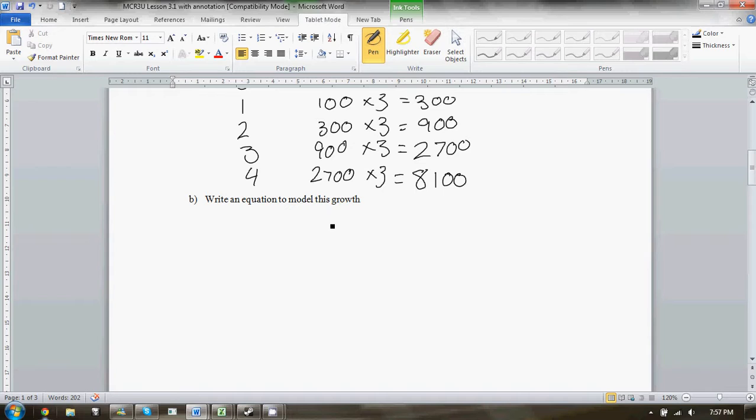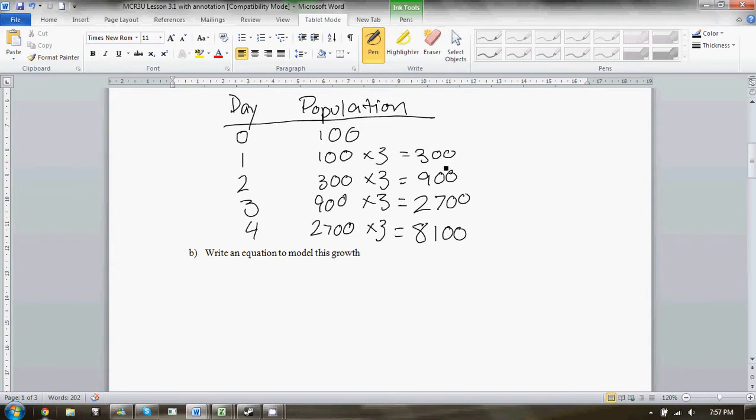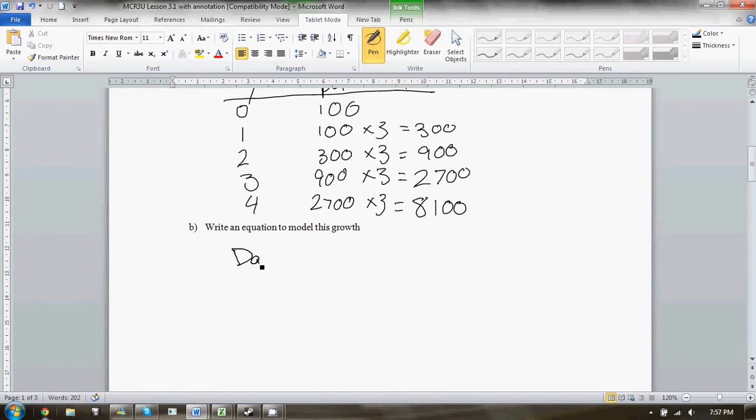The second part asks to write an equation to model this growth. To better explain this, let's take a look at the table again. We can notice that on day 0 it is just the population of 100. On day 1, you're taking 100 multiplying by 3. Then here we have 300 multiplied by 3. But for day 2, you can think of it as 100 multiplied by 3 to the power of 2. So it's like 100 multiplied by 9. So I get 900. So I'll just rewrite this.